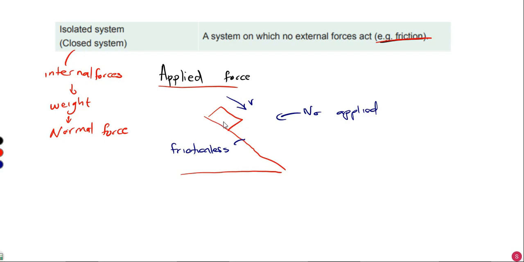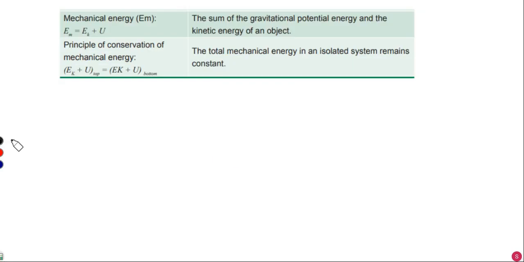The only forces that we have are the weight, which causes the block to slide down the slope, and the normal force, which is perpendicular to the slope, that results from contact between the slope and the object itself. So in order for us to say a system is isolated, applied force mustn't be present, as well as frictional force. In our past video, we discussed mechanical energy.